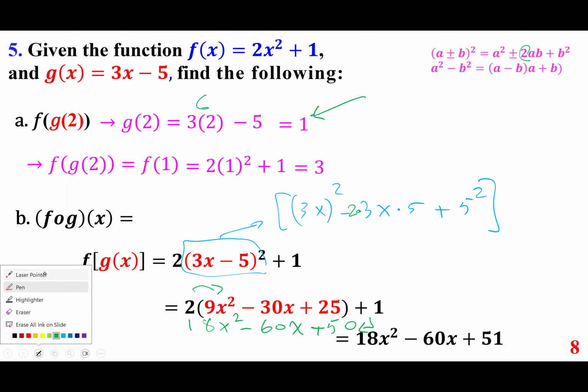By the way, you could evaluate this at 2 and get the same number. So plug in 2 and it must give you 3. You can try it.